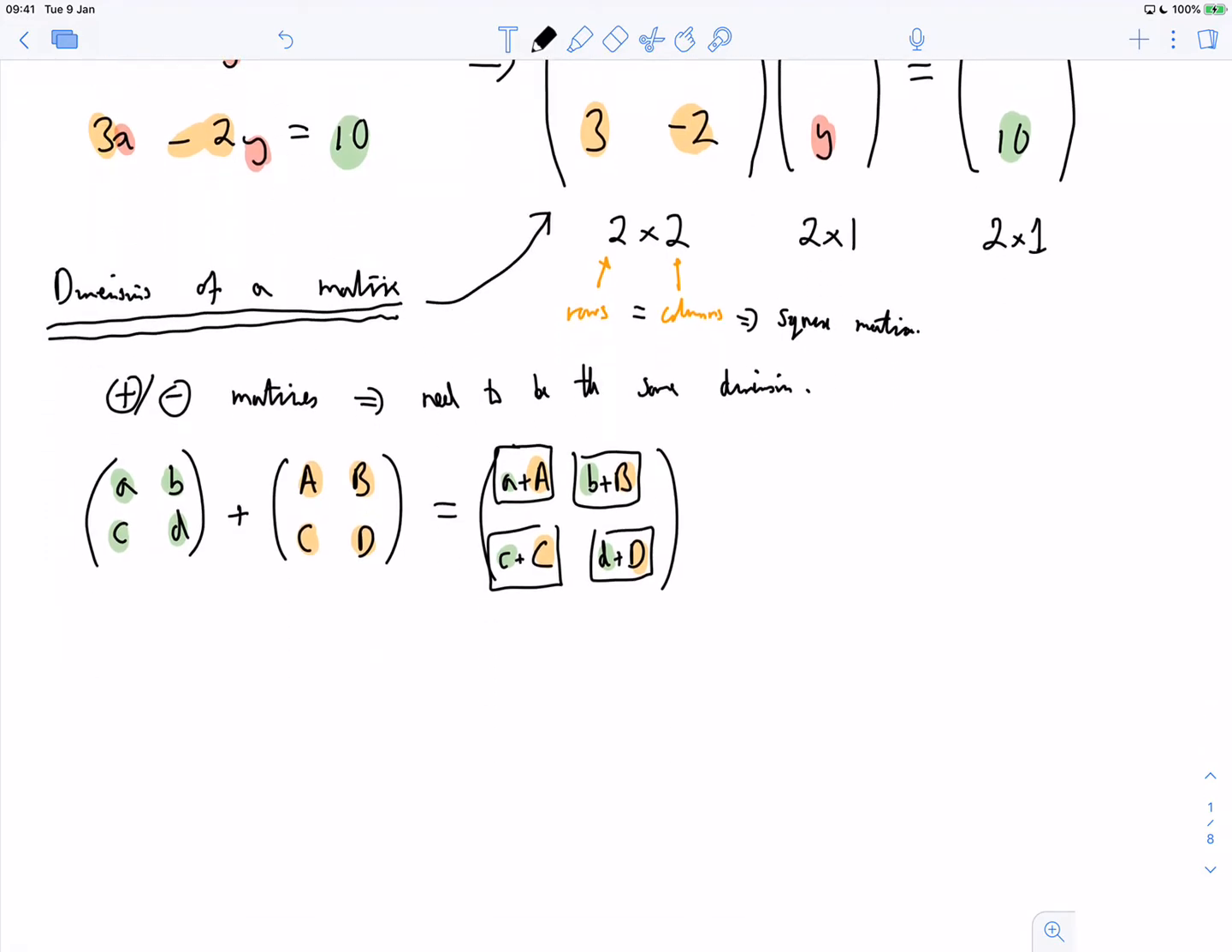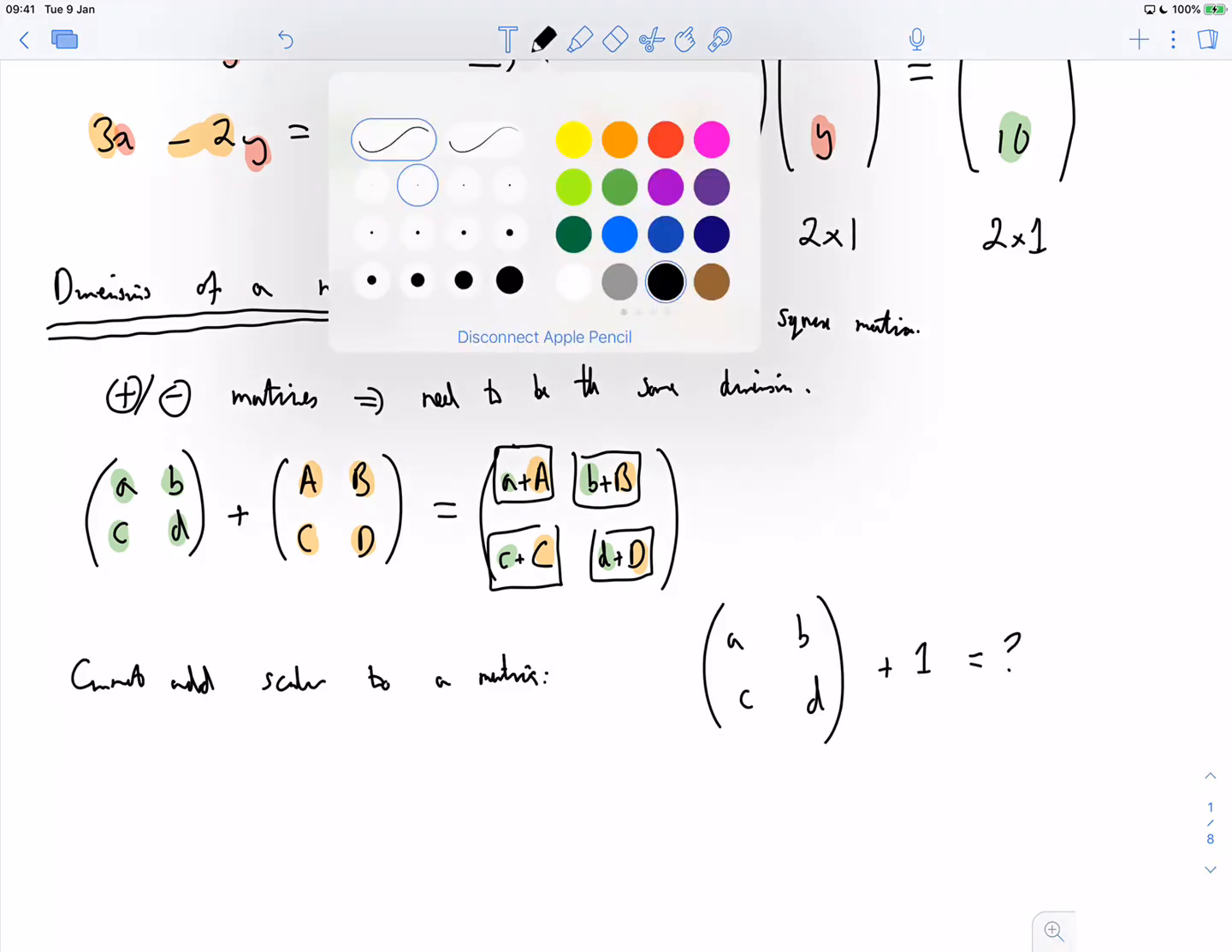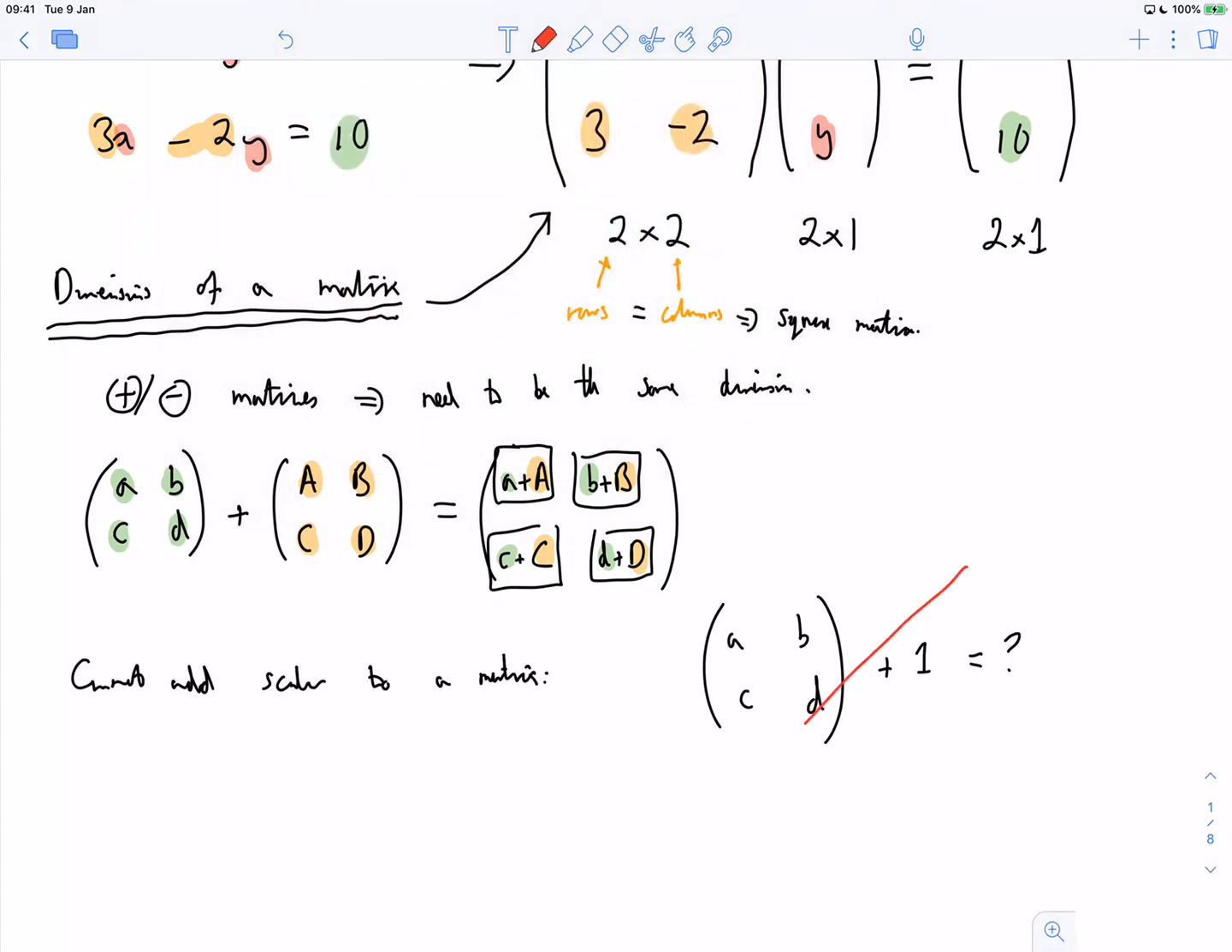You cannot add a scalar to a matrix. So what does that mean? So if I've got the matrix, say a, b, c, d, if I was to say plus 1, well, that's just nonsense. You can't do that. So I can't just add a number to that list. That doesn't really make sense.